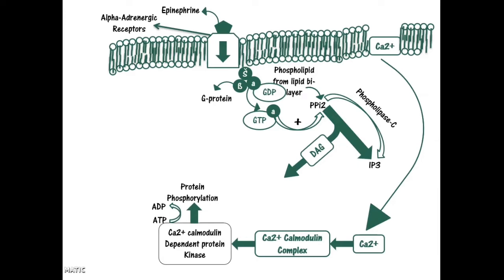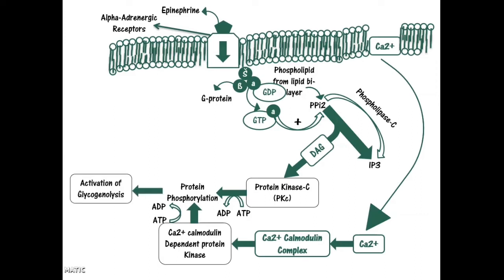However, on the other side, DAG, the diacylglycerol, will activate protein kinase C. Once this protein kinase C is active, it will use an ATP molecule, an energy molecule, also performing a series of protein phosphorylations, activating the glycogenolysis.